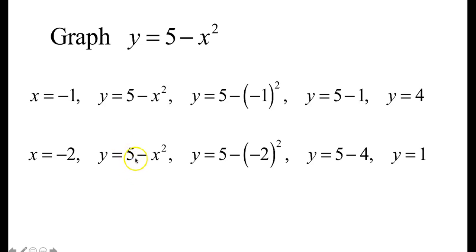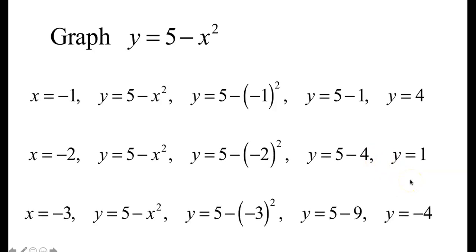If x is negative 2, 5 minus x squared, 5 minus negative 2 in parentheses squared, 5 minus 4, y is 1. We'll plug in negative 3. 5 minus x squared, 5 minus negative 3 squared, 5 minus 9, and y is negative 4.